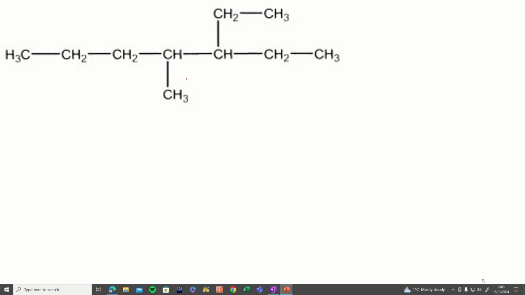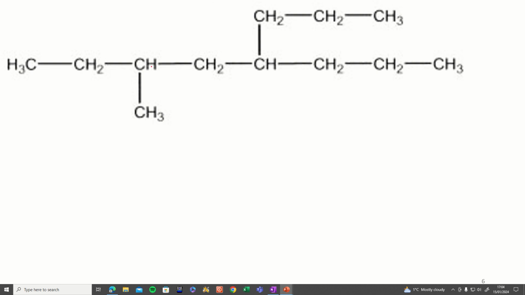Okay, this one here, again we have 7 carbons in our longest chain, so we go 1, 2, 3, 4, 5, 6, 7. We go to the 4th carbon along and we have a methyl group, so 1, 2, 3, 4, methyl group. We go to the next one along, and we have an ethyl group, 2 carbons. Job done.